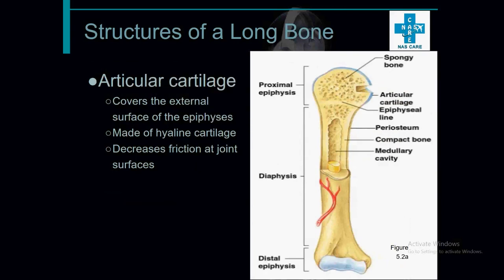Articular cartilage covers the external surface of the epiphysis, is made of hyaline cartilage, and decreases friction at the joint surface. Proximal epiphysis, diaphysis, and distal epiphysis. Spongy bone, which I explained before, articular cartilage, epiphyseal line, periosteum, compact bone, and medullary cavity.